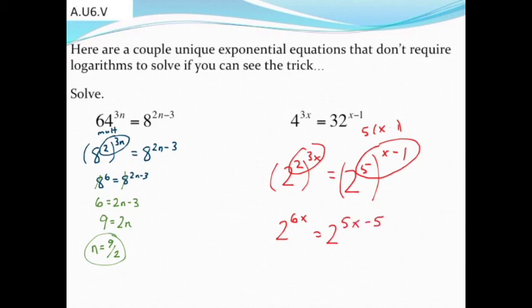And once again, now that I have the same base on either side, I can go ahead and just ignore the bases and cross those out and just worry about making my exponents equal. So I have 6x equals 5x minus 5. I want to get my x's to the same side, so if I subtract 5x from either side, I end up with, well, actually I'm done at that point because 6x minus 5x is just x, is equal to -5. And so there's my missing x value.